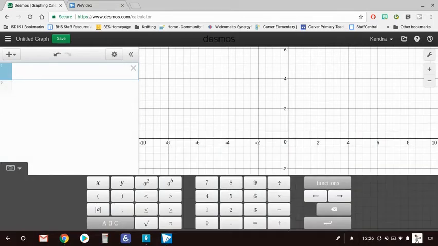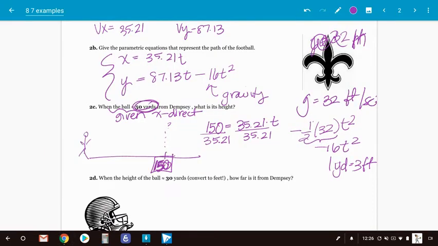So 150 divided by 35.21. And I got 4.26. And that's my time. I'm not done yet. So t equals 4.26 seconds. So the nice part about this is I now know that from when he kicked the ball to when it reached 150 feet away from him, it was 4.26 seconds. Now I'm going to plug that into my y equation to see how high it was. What is its height? That's my y equation.